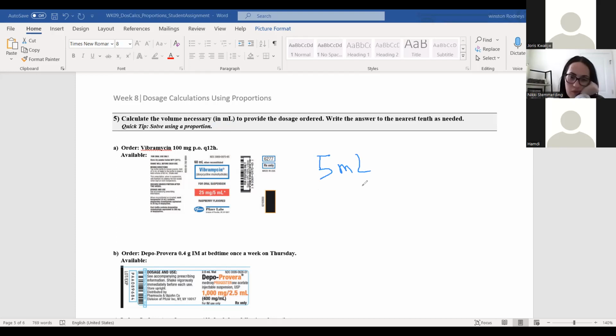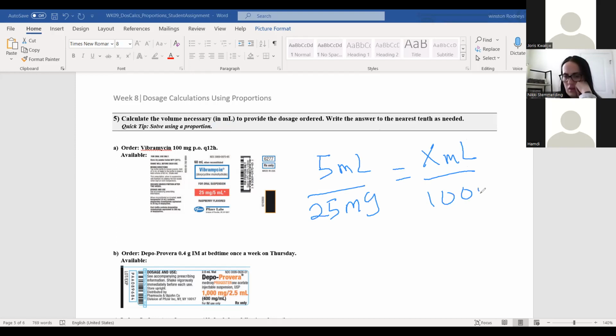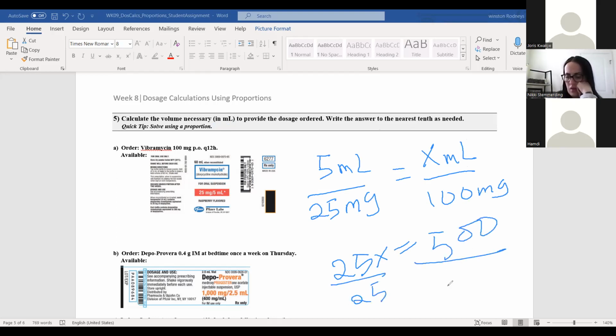5 mLs go with 25 mgs equal X mLs. Remember that if you put mLs on top, both of them have to be on top. 100 mgs, cross multiply, 25x equal 500. 25x equal, x equals 20.